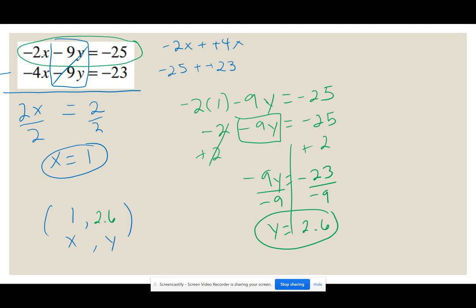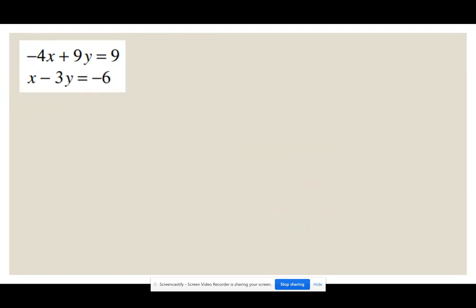I have one more example for you. In this example, you'll notice there are no zero pairs. So I have negative 4 and a 1, they don't match. And 9 and 3, negative 3 don't match. So I get to choose how I want to solve this.